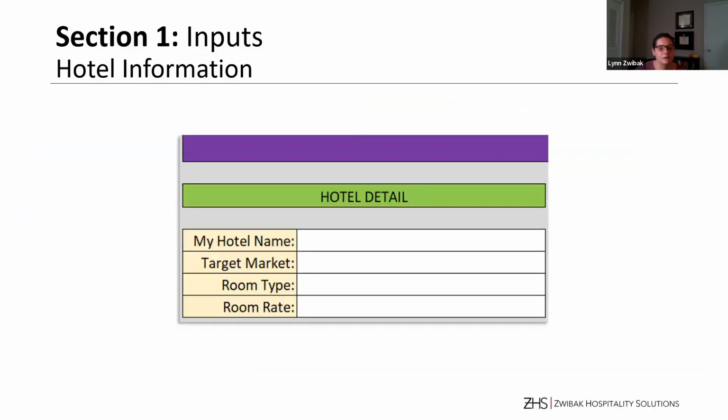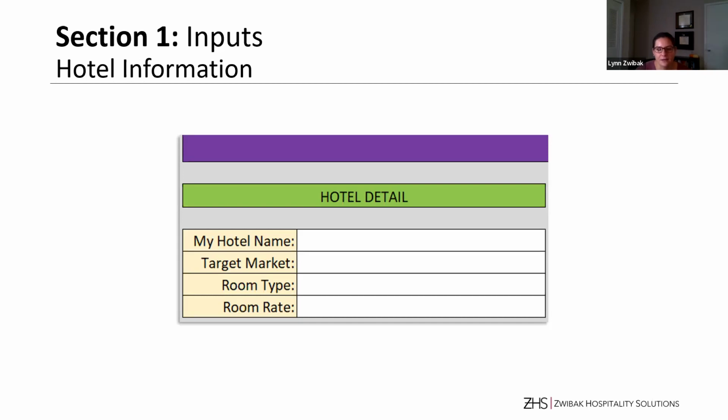Sorry, I changed this from the 1-hour session and it seems some of my slides are out of order. But we'll start with section 1, the inputs. So fill in your hotel information. I'm going to be filling this in for a fictional hotel, but this will apply for your own hotel. And you can do it now, you can do it later, whatever's easiest for you.